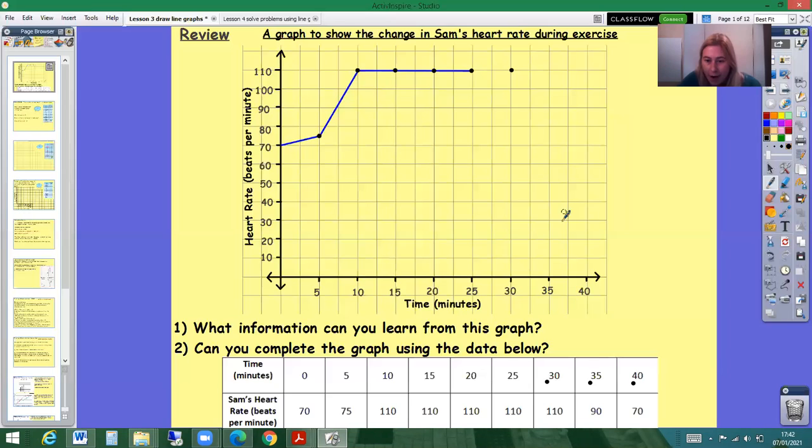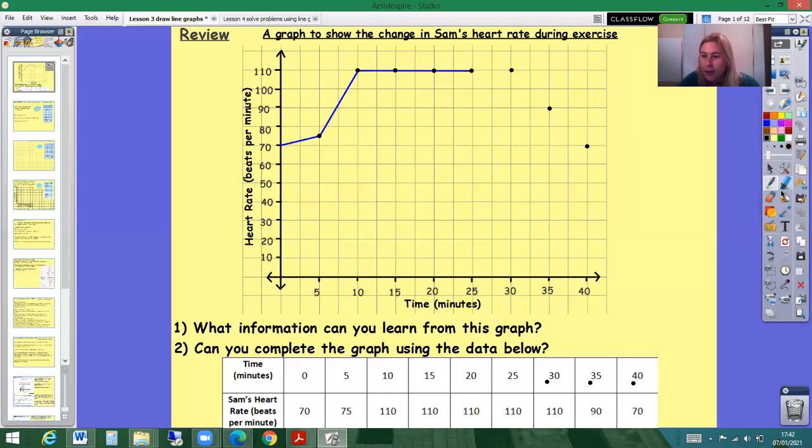So at 35 minutes, his heart rate was 90 beats per minute. So I'm going to go up where the line crosses at 35. I'm going to go up to where it crosses the y-axis at 90 and put my point. I'm just going to check that that is accurate because it must be accurate. Then I'm going to do the same for 40. So 40 is 70 beats per minute. So I'm going to go up the line that crosses the axis at 40 and make sure it meets where it crosses the y-axis at 70.